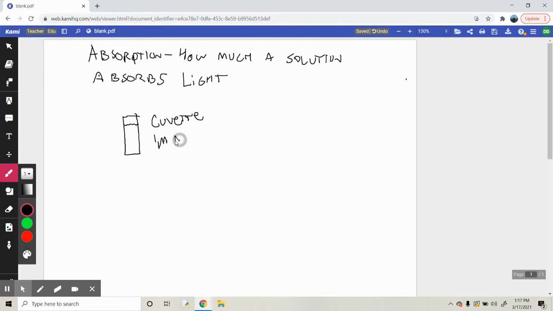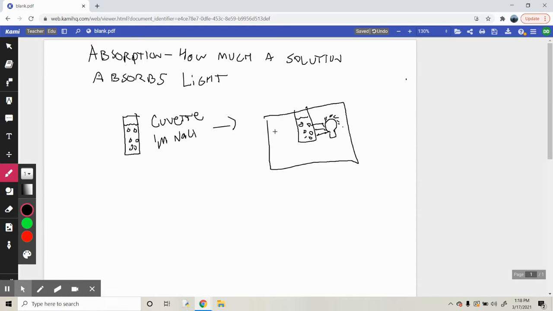Let's just say it's 1 molar NaCl, and it has some particles floating around in there. Then we take that cuvette and put it in a spectrophotometer. We have a little light on one end of it, and that light shines at the solution. Light will start traveling through that solution that has those particles. Over here we have a detector. Depending on the concentration, only some of the light is going to go through.